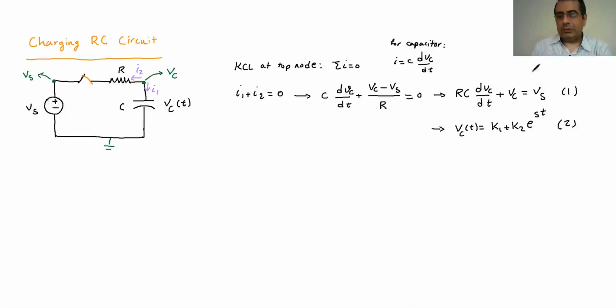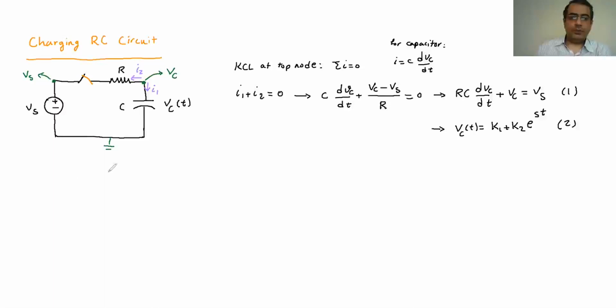So this is the original equation that shows how the VC is going to be charged through that circuit. Equation 1 is the differential equation, which shows how the VC is charged over time. And equation 2, which we get from the differential equation, is the solution to equation 1. In that, K1, K2, and S are unknown.